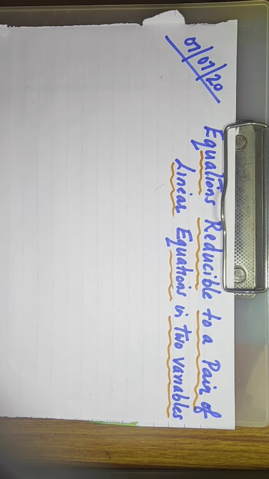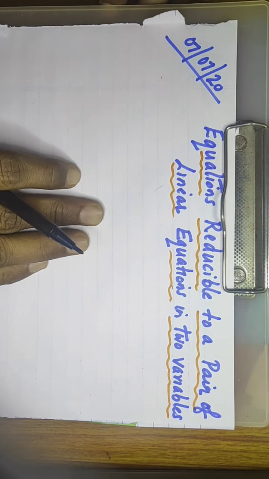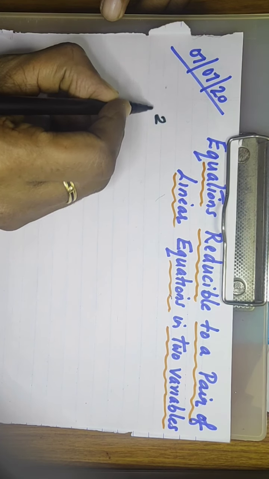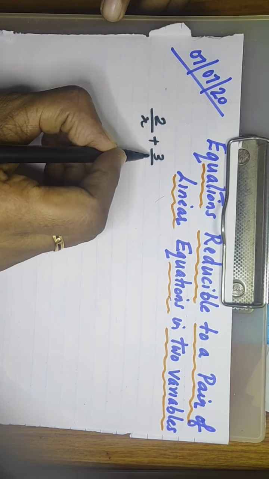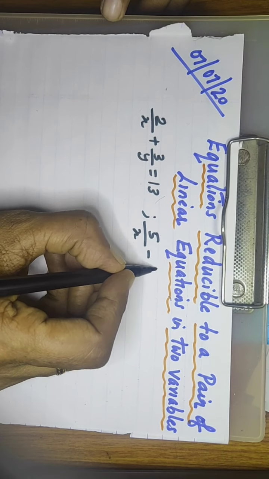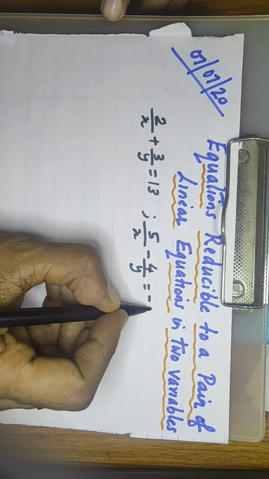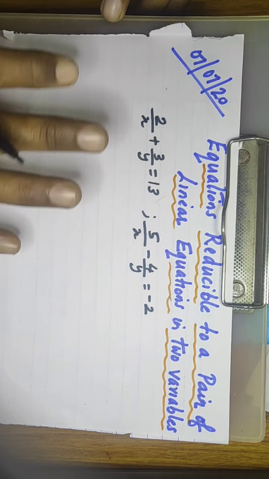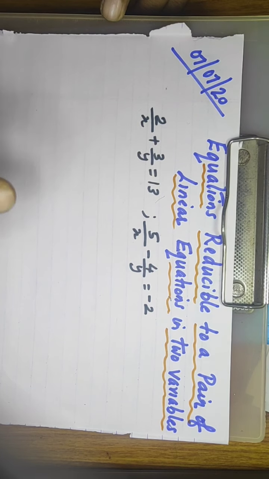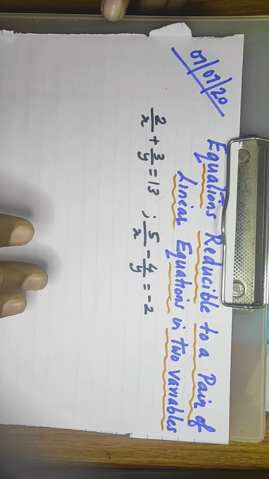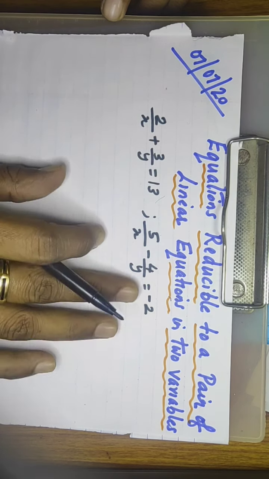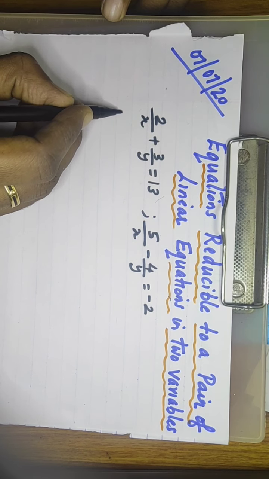So we now explain this process through some examples. Okay, let me take one question. Solve 2 by x plus 3 by y is equal to 13, 5 by x minus 4y is equal to minus 2. Just look at these equations. These equations are not in the form ax plus by plus c is equal to 0. So first let us write this given pair of equations.